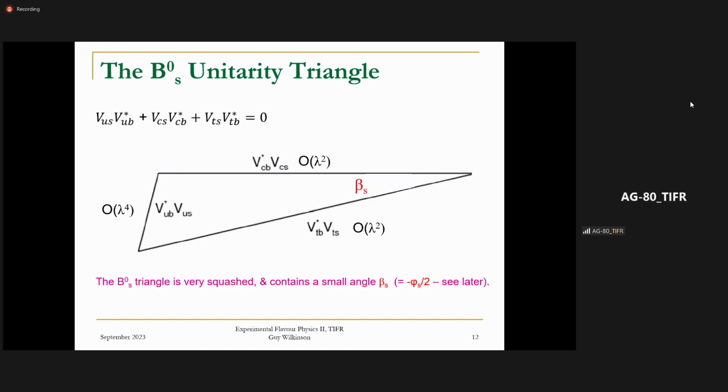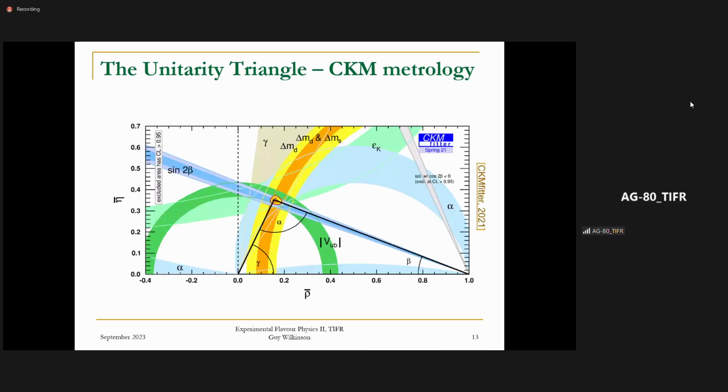And this triangle is squashed into just a line if you consider the CKM matrix expanded to lambda cubed. The fact that the triangle here actually is a triangle only manifests itself if you go to higher orders in lambda. But this will be something we return to right at the end of the lecture, so let's park that for now. Okay, so let's ask, how can we make measurements and probe the parameters of this triangle?